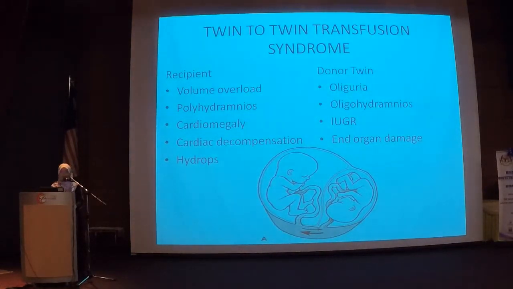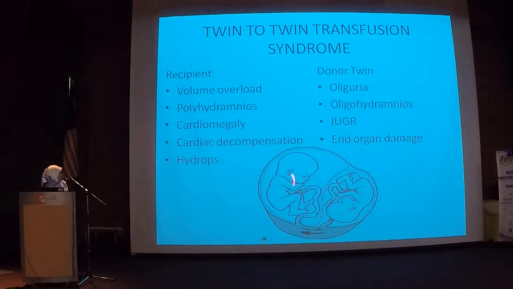Okay, now what happened? This is the recipient fetus, and this is the donor twin. You see, the recipient will have volume overload, polyhydramnios. The baby can have cardiomegaly because of cardiac compensation and end up with hydrops fetalis. While the donor twin will have oliguria, oligohydramnios, IUGR, and later on end organ damage.